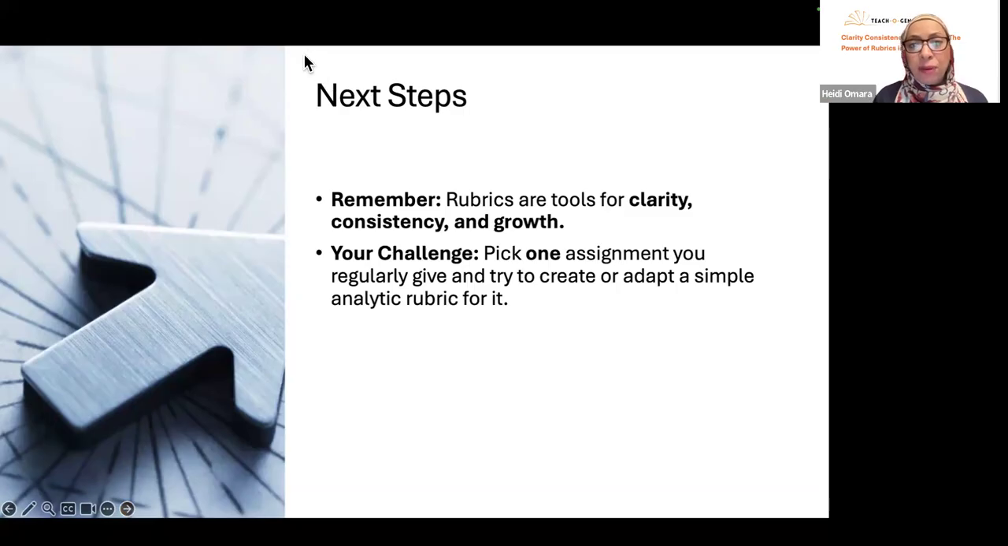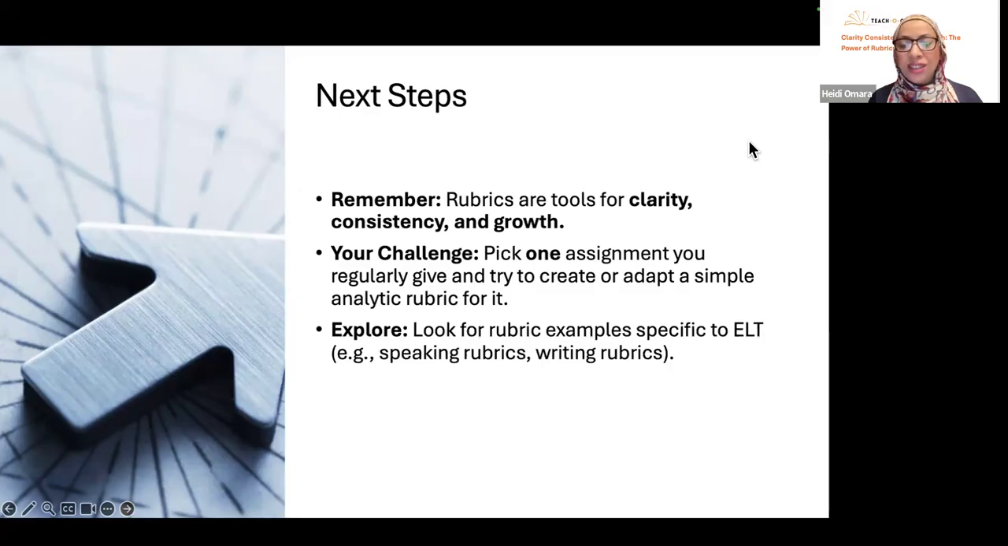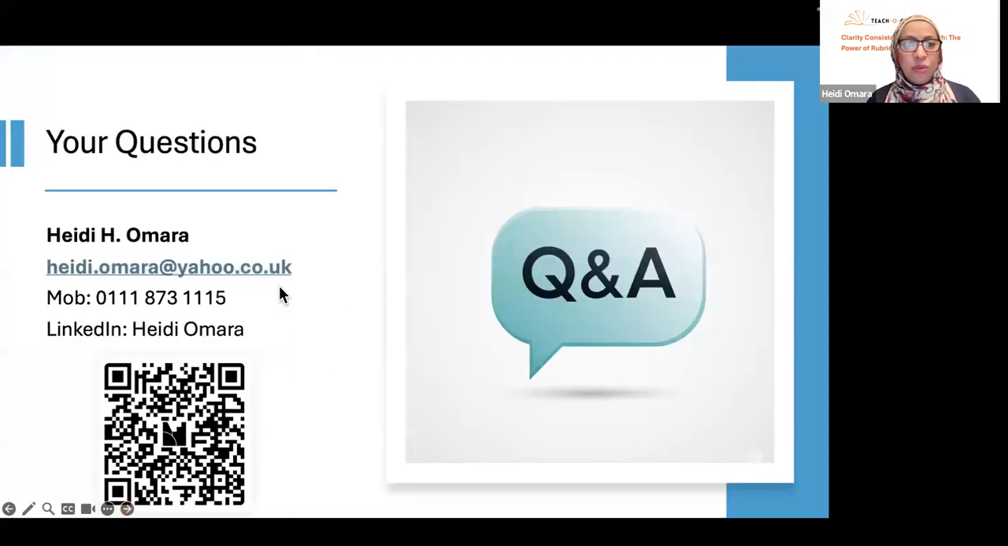And it will never happen from one time. It's going to always come from more than one time. You have to try it once and twice and thrice till it works for you. Look for rubric examples specific to ELT or create yours like I showed you now. So now I'll be very happy to answer any questions that you have. And I wish that you enjoyed the session today about rubrics.